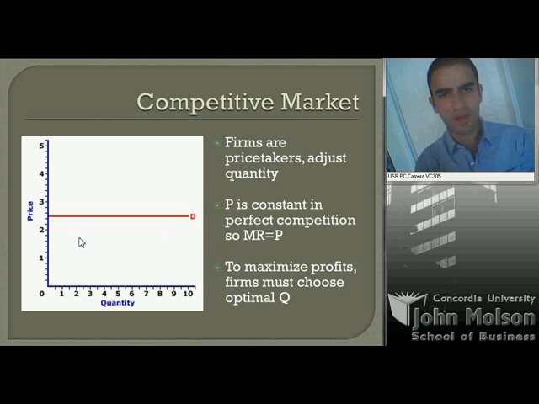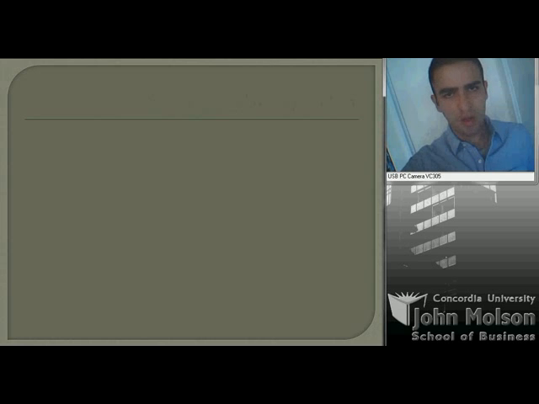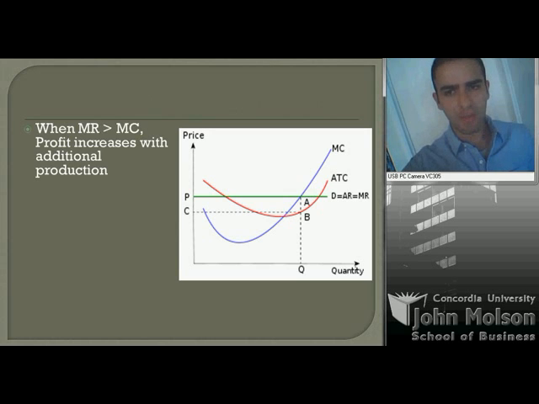This makes sense, right? Because marginal revenue is the additional revenue that you get for selling one more of your products. And what's that going to be if the price is fixed? It's always going to be the same price. So to maximize profits, firms must choose the optimal quantity. And how do they do this? Well, economists always think marginally. So when marginal revenue is greater than marginal cost, profit increases with additional production.